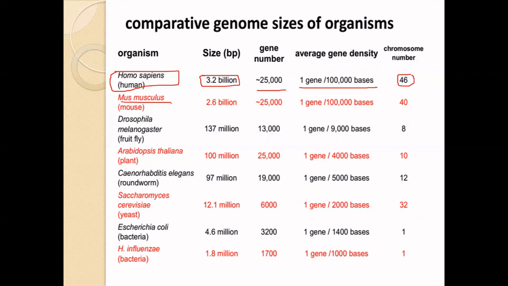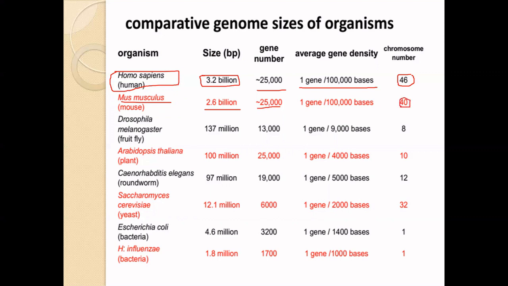In case of Mus musculus, that is a mouse, they have 2.6 billion base pairs of genome, which also includes 25,000 genes, and they have 14.